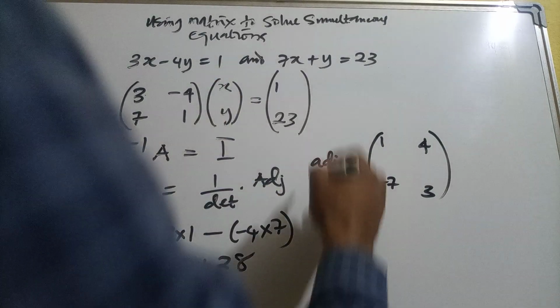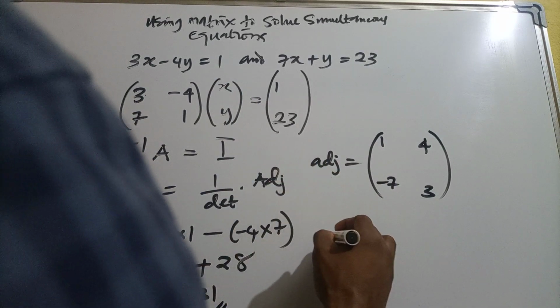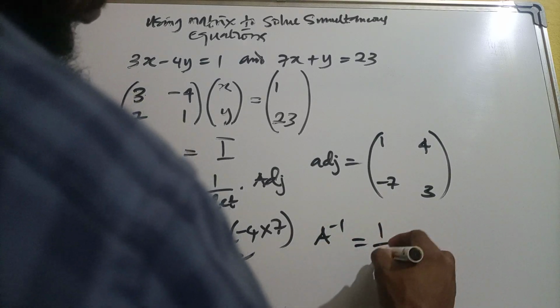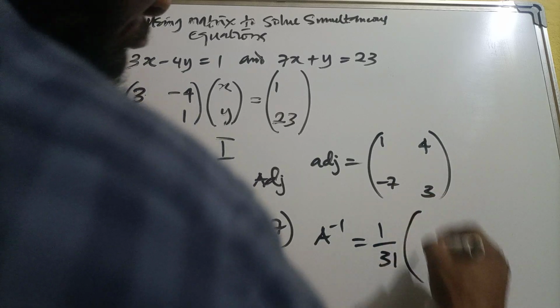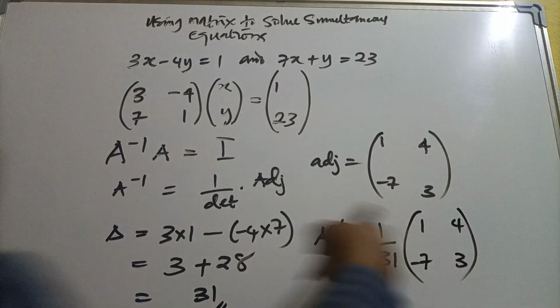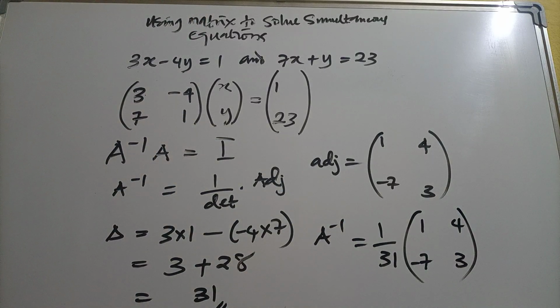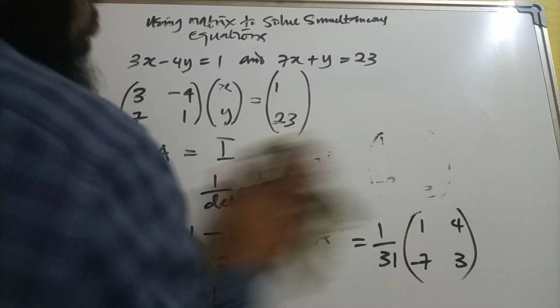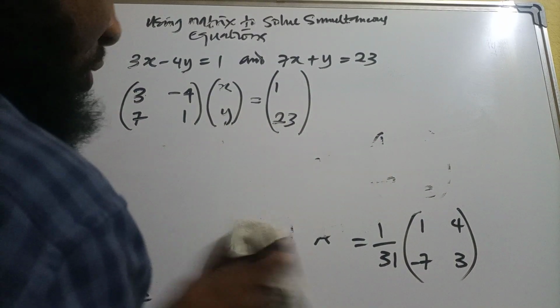So what I'm going to do next is get my inverse. My inverse will be equal to 1 over 31 times the matrix 1, 4, minus 7, 3. This is the inverse of that particular matrix. So I have gotten the inverse of the matrix, and now I am proceeding so that I can get my equation solved.